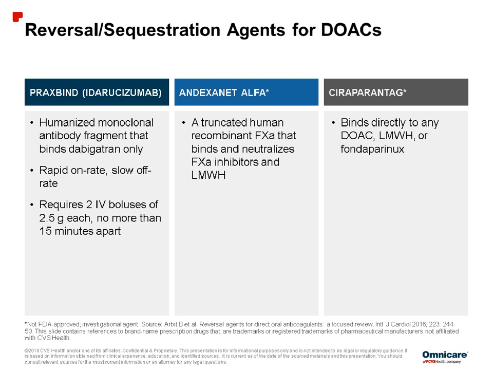I would point out that while andexanet alfa is being developed for reversing the effects of factor Xa inhibitors and low molecular weight heparins, there's also interest in ciraparantag, which may bind all of the DOACs, as well as low molecular weight heparins and fondaparinux.